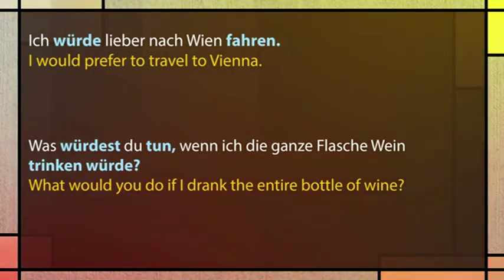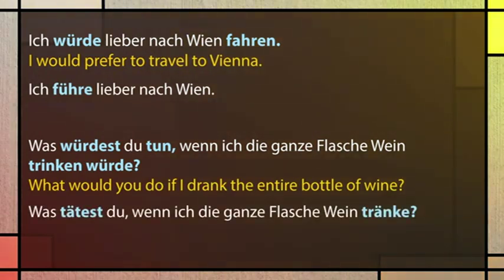Than to use single verb subjunctives and say this: "Ich führe lieber nach Wien. Was tätest du, wenn ich die ganze Flasche Wein tränke?" Ach, even saying those last two sentences kind of makes me shudder. To a native speaker's ear, it would sound something like this. "Were it to be left to my discretion, I should like to imbibe the entire contents of yonder carafe of vino." Instead of just saying, "If I wanted to, I could drink that whole jar of wine." Get it?